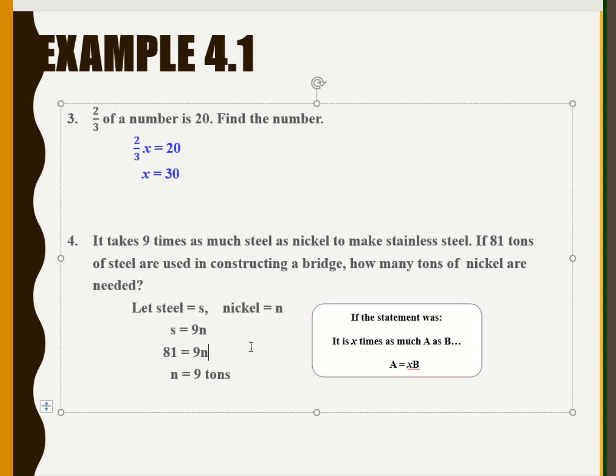So I want you to remember this and follow this way, because as we go to chapter 8, you will see many of these phrases. And if you understand it wrongly, you will get everything wrong. So 9 times as much steel as nickel, we will follow ratio. What is said first to the left? Steel. What is said second to the right? Nickel. How many times? 9. So S equals 9N. Then you solve it to find N, you will get 9 tons.